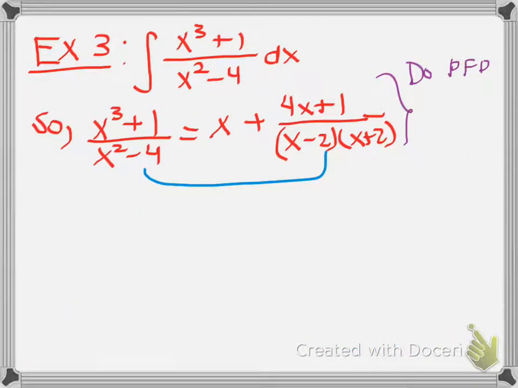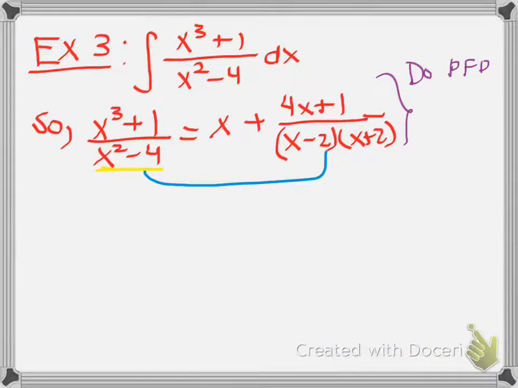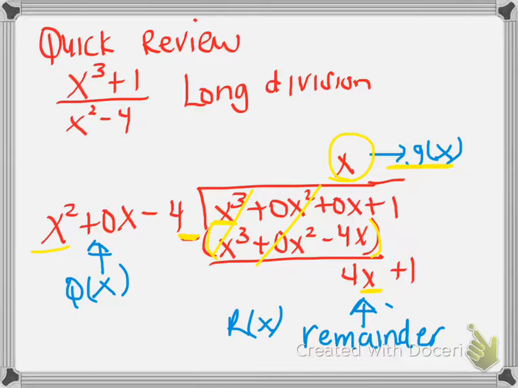So now we can go back and write our integrand, x cubed plus 1 over x squared minus 4, as x, which is your G of x, your quotient, plus 4x plus 1, which was our remainder, over x squared minus 4. I went ahead and factored x squared minus 4 as a difference of squares, x minus 2 times x plus 2.